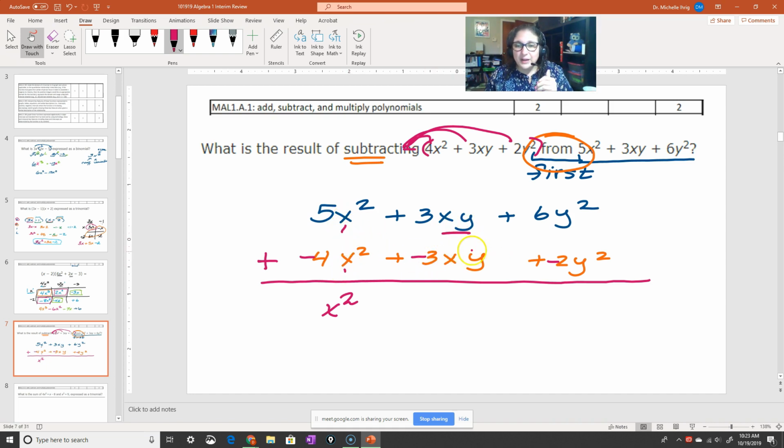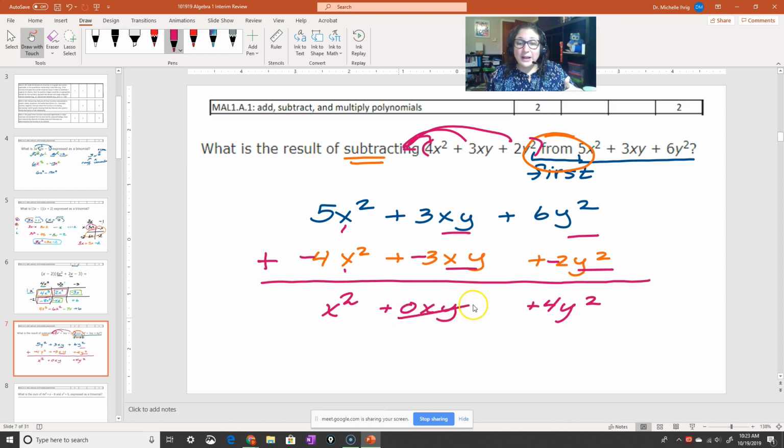X squared, xy, xy, y squared. Because everything lines up because of how I wrote it, all I have to do is look at the coefficients and drop the variables. So 3 minus 3 is 0, so we don't even have to do anything there. We're just going to leave that blank. And then here I've got +6 and a -2. That's going to leave me with +4, and then that coefficient comes down. And for our purposes, I'll write in the 0xy.